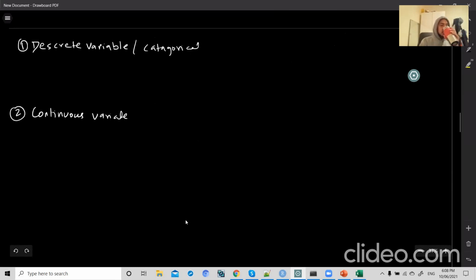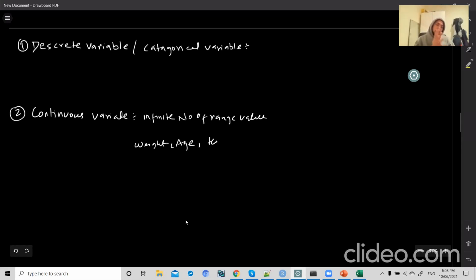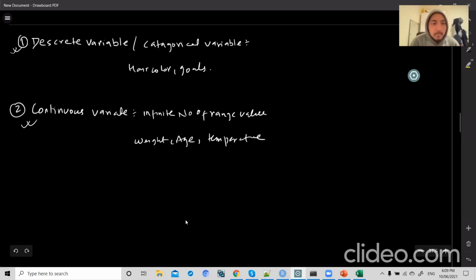So this terminology we should always keep in mind: discrete variable, continuous variable, categorical variable. A continuous variable is one where we have an infinite range of values, for example weight or temperature. Discrete can be your hair color, goals, or status, for example smoker or non-smoker. These two terminologies, discrete and continuous, are very important to know.